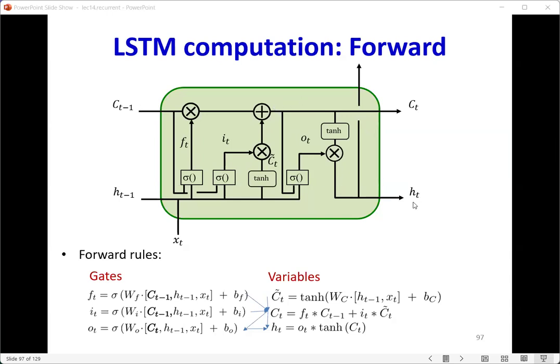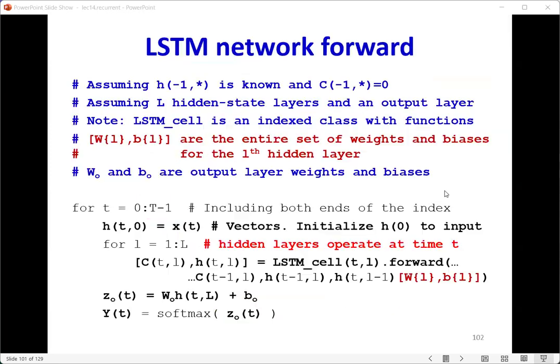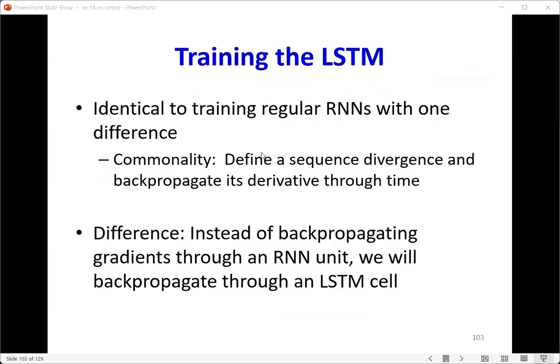It looks complex. There's a little bit of redundancy in it, and there was a lot of work in the literature on trying to simplify this model. I have some pseudocode over here for it. You can just look through the pseudocode to see how it's implemented, each step. Now, training the LSTM is identical to training regular RNNs, with one difference: instead of backpropagating gradients through an RNN unit, you'll be backpropagating them through an LSTM cell.